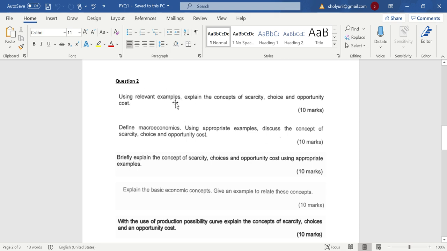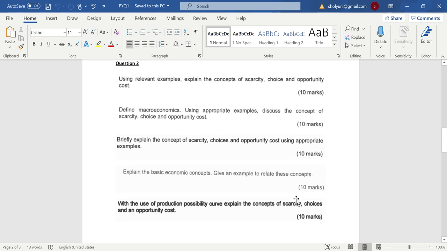Question 2. Using relevant examples, explain the concept of scarcity, choices and opportunity cost. See? Nampak tak? Ini semua adalah question yang sama from the different years. Saya cut kat sini, saya nak menunjukkan there are different ways of asking the same question.